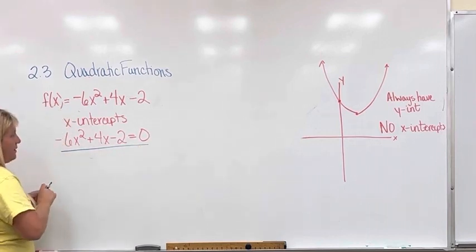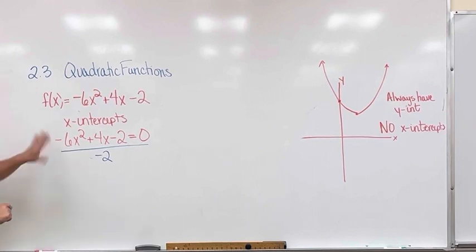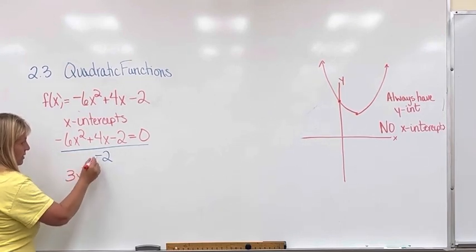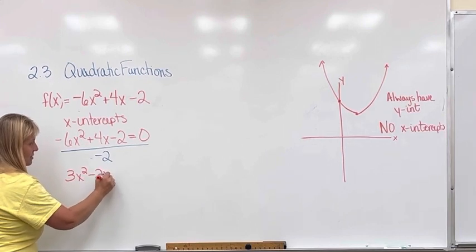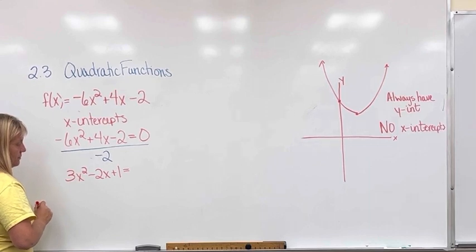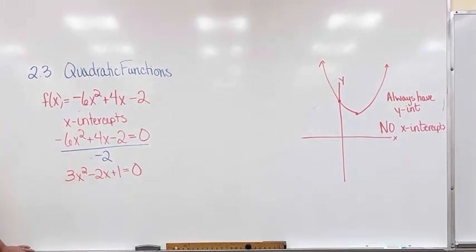Now, because it is set equal to 0, we can divide everybody by negative 2, flip the signs and make all the numbers smaller just to make our life easier. So this is going to be 3x squared minus 2x plus 1 equals 0. Just checking my math. All right, now I don't really know what we're going to do with this. Because it's kind of a mess, we might want to use the quadratic formula on this one.